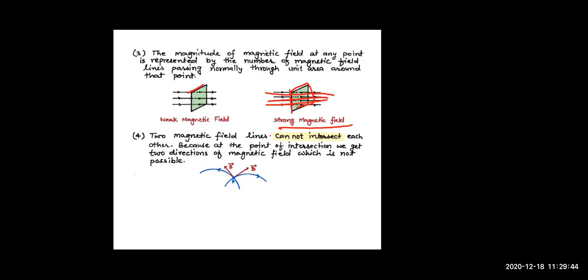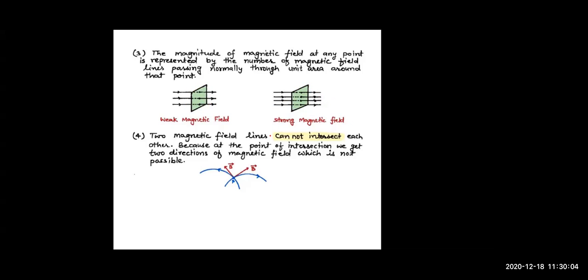But if in a particular area, which is normal, at 90 degrees to the field lines, very few magnetic field lines are passing, then you will see that the magnitude of the magnetic field is less, means the magnetic field over here is weak.